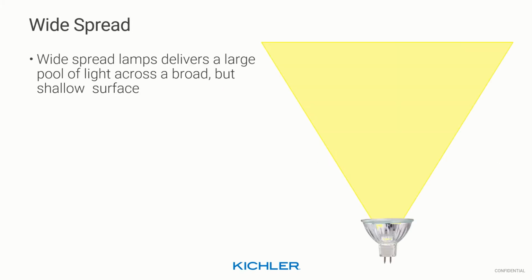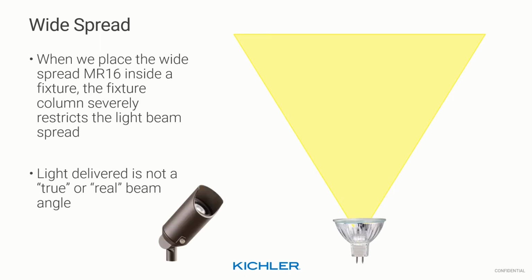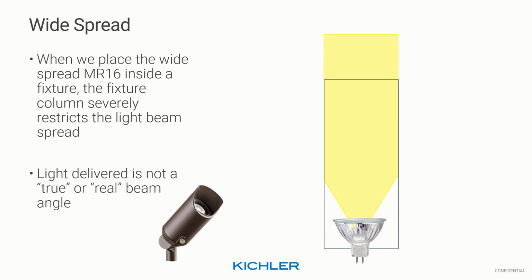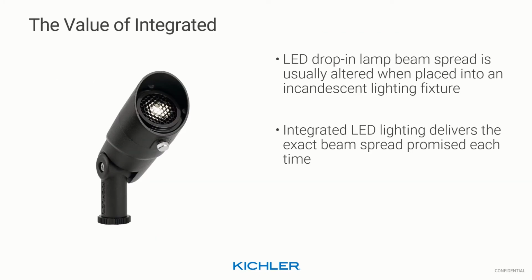A wide beam angle delivers a large pool of light across a broad but shallow space. The expanse is a desirable design feature for many lighting applications. Now, let's place that wide beam into a conventional incandescent landscape lighting fixture. As you can see, the fixture blocks a large portion of the light. The result is a narrow slice of light, not at all what was designed or expected. With an integrated fixture, the beam spread promised is the beam spread delivered.